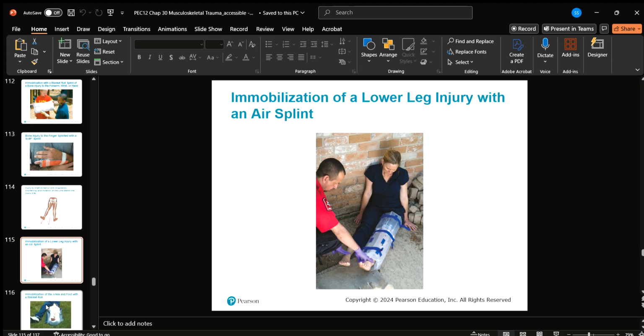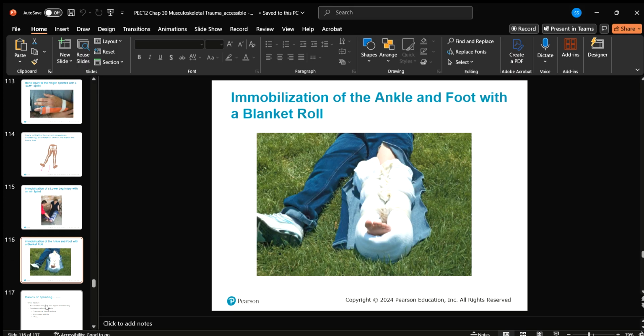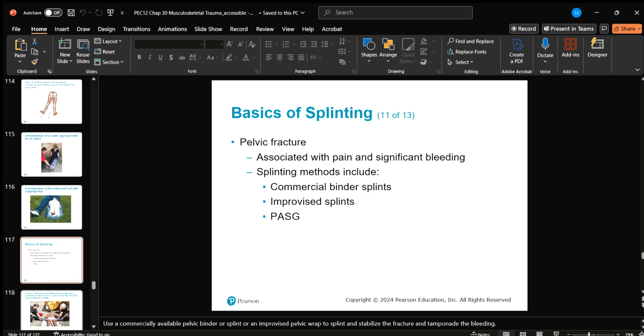All right, so this is using an air splint, also known as a pneumatic splint. My problem with these, and why we have to constantly reassess things, is that these can pop, and if it pops, it's not working. Okay, so I'm not a fan of pneumatic splints like this. All right, here's another example of an improvised one.